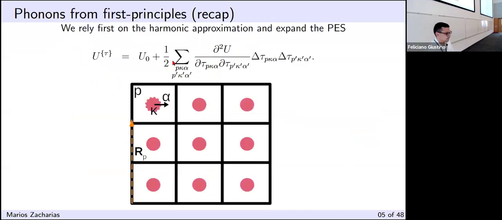So a short recap for the phonons. We first rely on the harmonic approximation, and we expand the potential energy surface up to second order in nuclear displacements. The linear term goes away because we are at static equilibrium, so the forces are essentially zero. We want to determine, particularly, these second order coefficients of the potential energy surface with respect to nuclear displacements. Here, the p index indicates the unit cell in the supercell, k is the atom index, and alpha is the Cartesian direction of displacement.